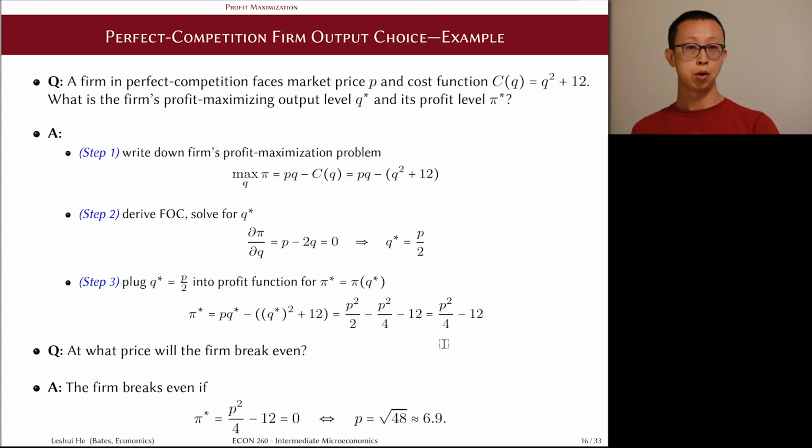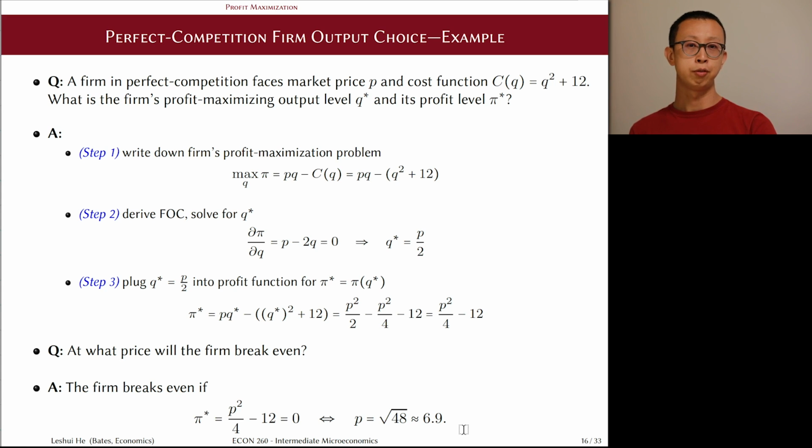Let's just impose exactly this condition such that the firm's profit is equal to 0, and this is equivalent to the price being equal to the square root of 48, which is approximately $6.90. So we know for a firm in this model, it will make a positive profit if the market price is above this amount. But what if the price is below that?